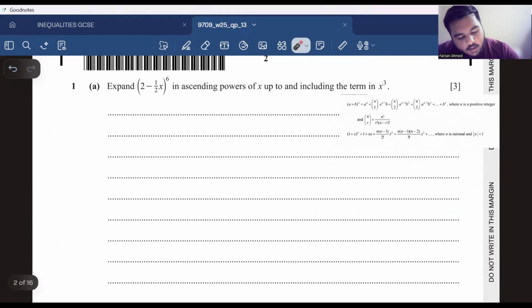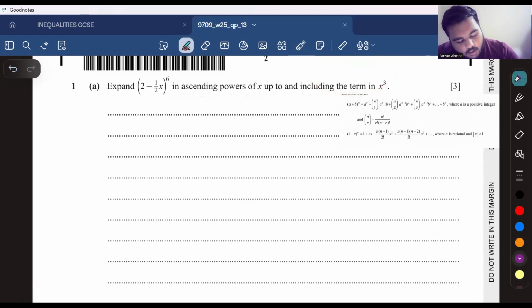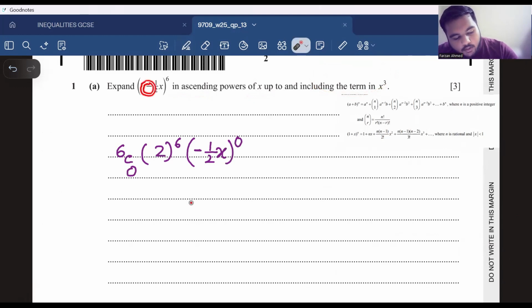First, they are saying in ascending powers of x up to and including the term of x cube. Okay, so we will start with 6C0 (2) raised to power 6 and (minus 1 upon 2 x) raised to power 0. So in this it is plus. So we will first do the plus.